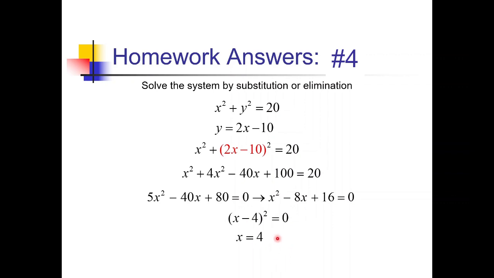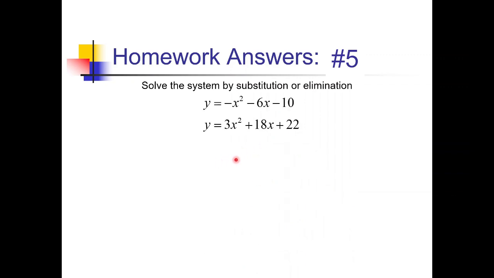Now let me plug that back in to get the y value, and I'm thinking this y equals 2x minus 10 is way easier to use. So let me do y equals 2 times 4 minus 10. That's 8 minus 10, or negative 2. So we get the final answer of 4 comma negative 2.